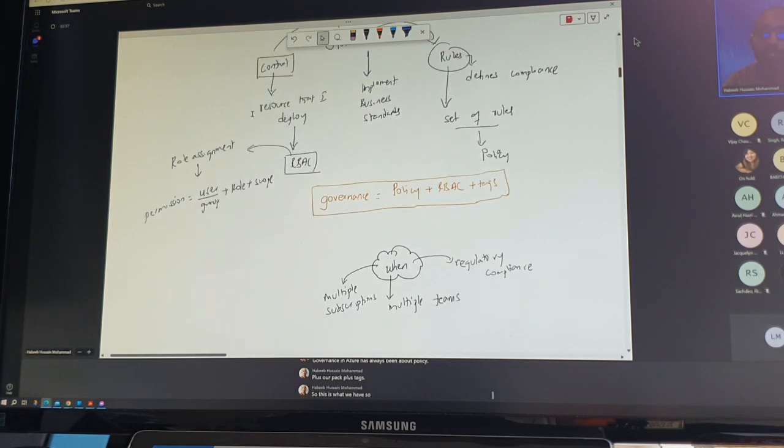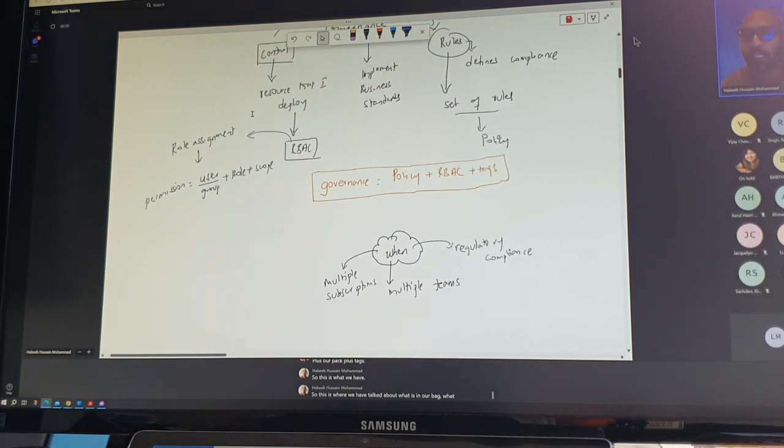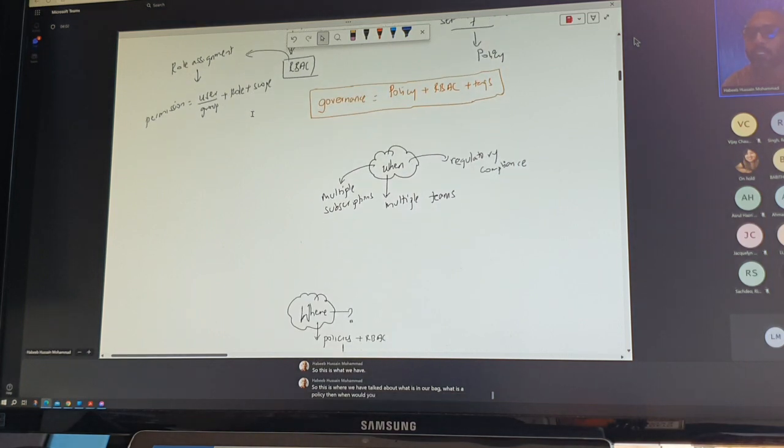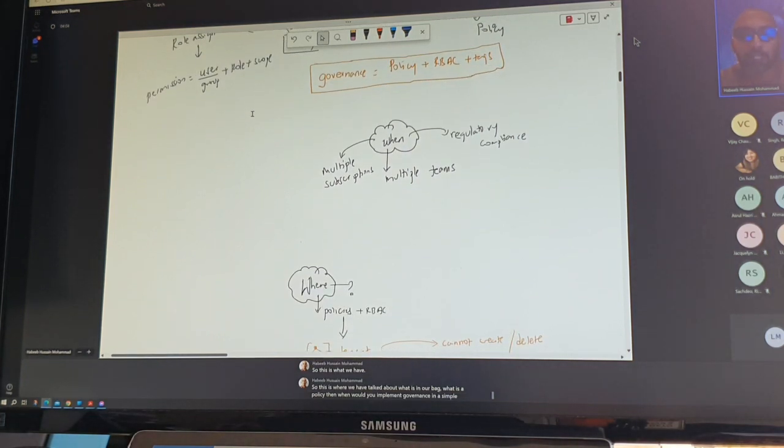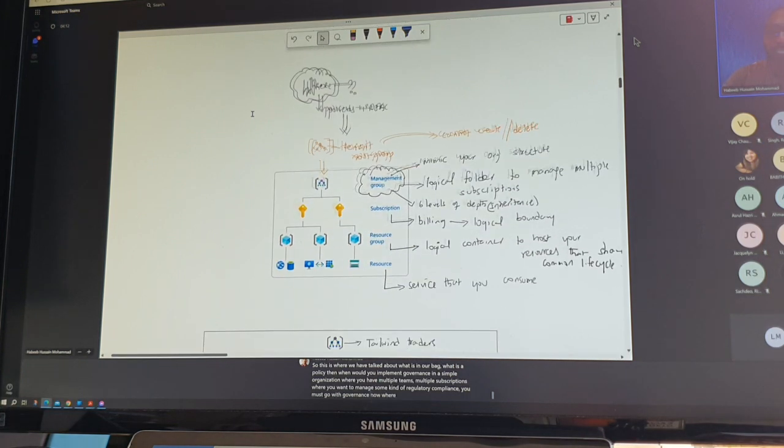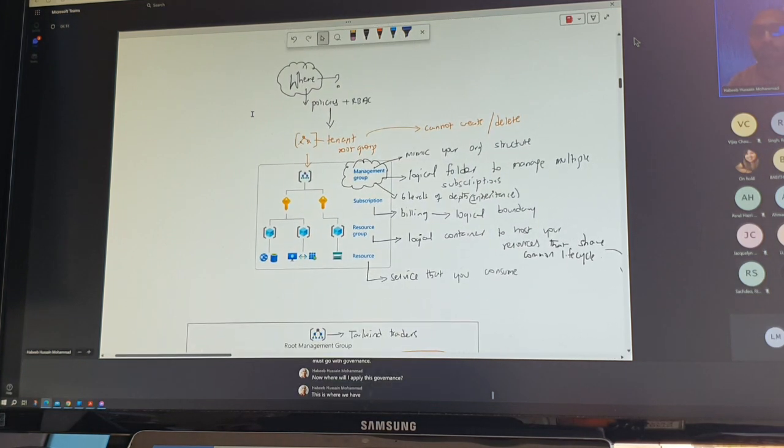So this is where we have talked about what is an RBAC, what is a policy. Then when would you implement governance? In a simple organization where you have multiple teams, multiple subscriptions, where you want to manage some kind of regulatory compliance, you must go with governance. Now, where will I apply this governance? This is where we have talked about 4 levels of hierarchy. So we have management groups, subscriptions, resource groups, and the resources.